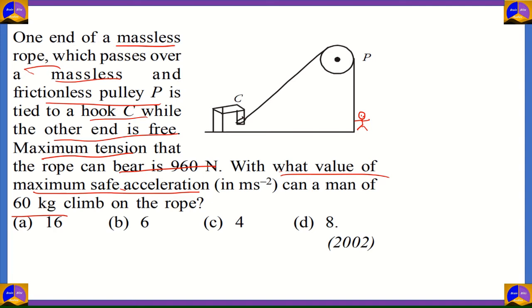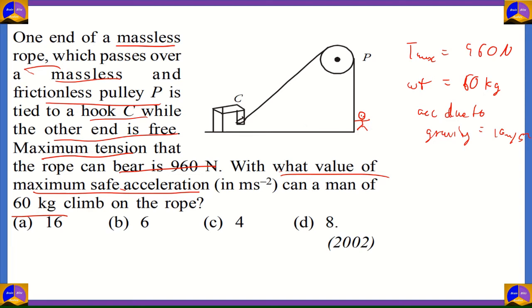In this question, what we are asked to find out is the maximum acceleration with which the man can climb this rope in order to avoid breaking the rope. So whenever you have ropes, you always have tension. So in this question, the maximum tension is given as 960 newtons, and the mass of the person is 60 kg. The acceleration due to gravity is given as g, which is 10 meters per second squared.